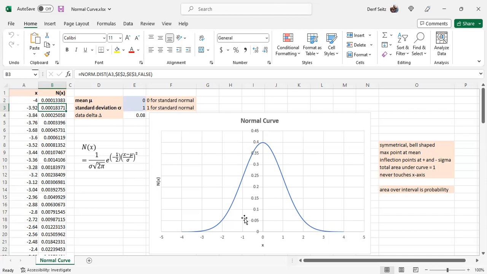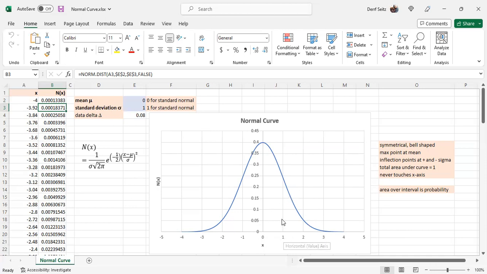Some properties of this graph that are very interesting are listed over here. It's symmetrical around the mean, a vertical axis through the mean, and it's bell-shaped. Its maximum point occurs at the mean, which in this case is at 0. It has inflection points at plus and minus sigma.